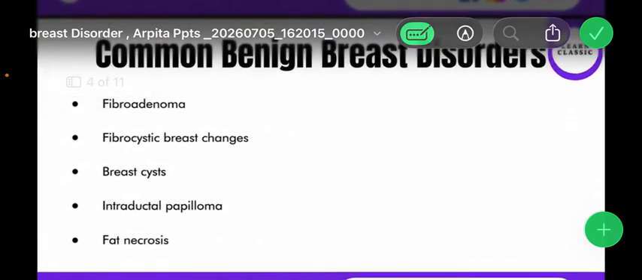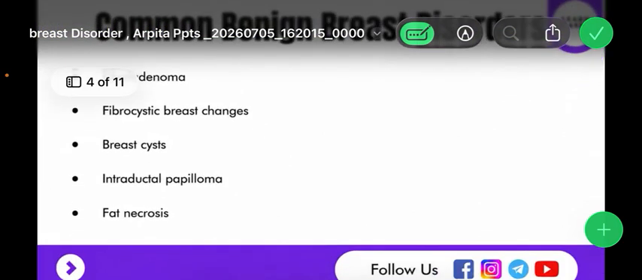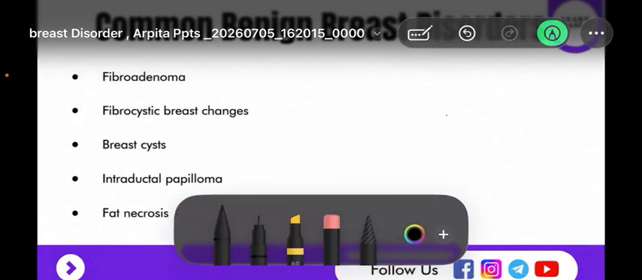So these are the common benign breast disorders. First is fibroadenoma, then fibrocystic breast changes, breast cyst, intraductal papilloma and fat necrosis. These are the common breast disorders.